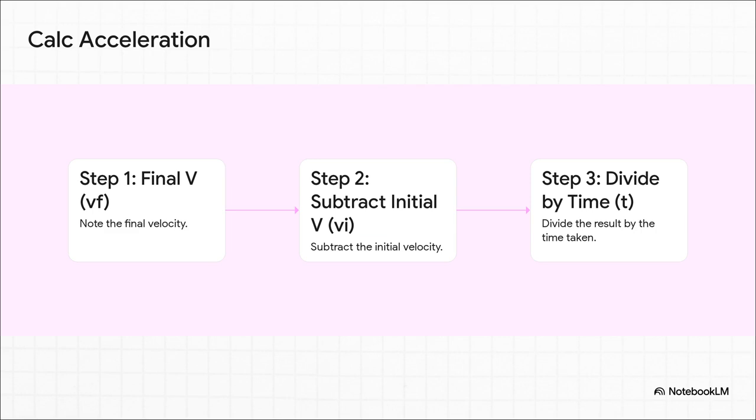It's really just a simple 3-step recipe. First, you look at the final velocity. Then you subtract whatever velocity you started with. And finally, you divide that change by how much time it took. That's it. It just tells you how quickly your velocity is changing every single second.